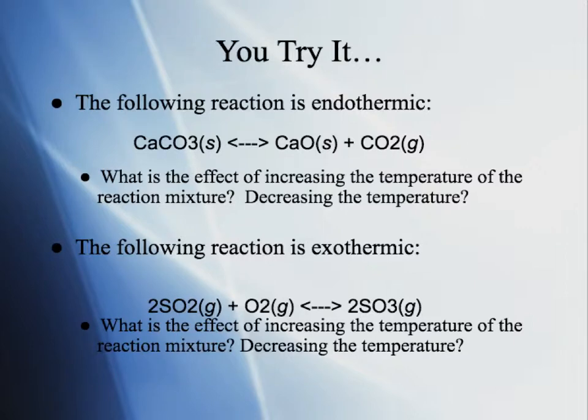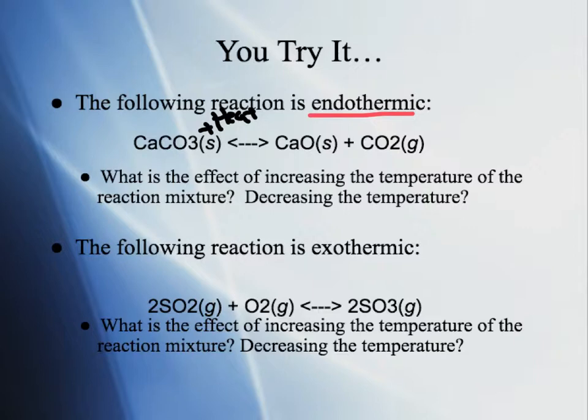This is the last slide of this lecture. Here's some you try, where I'll do the first one with you, and then you can do the second one on your own. The following is an endothermic reaction. We need to know that because in these two equations, heat is not actually written in as a product or reactant. Endothermic means that heat is on the reactant side. It absorbs heat, so we need heat for the chemical reaction to take place.